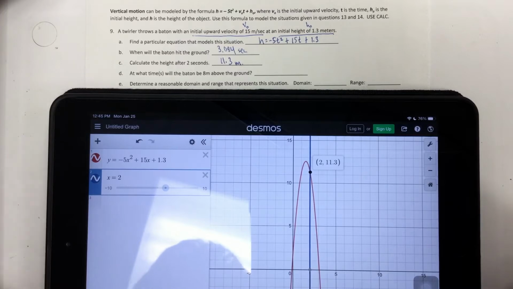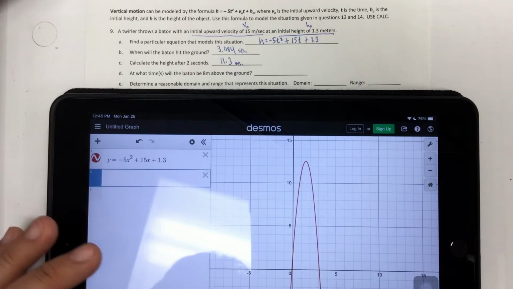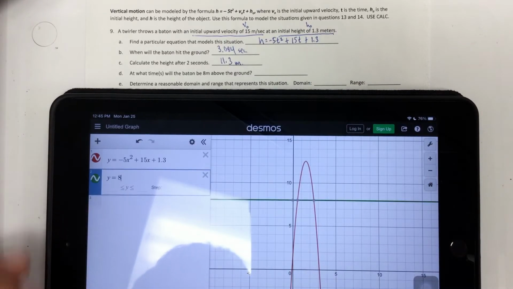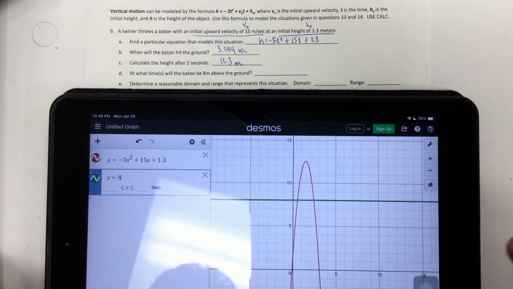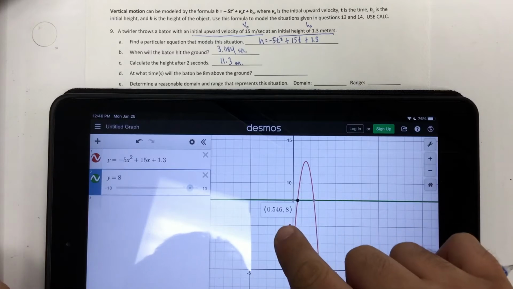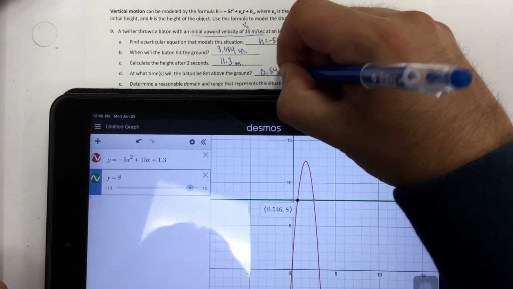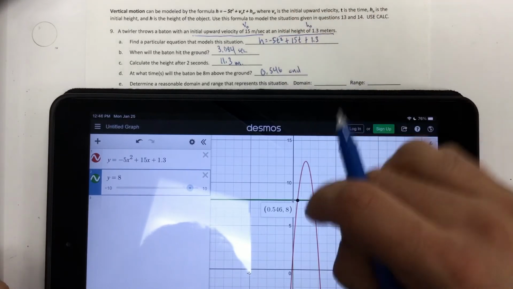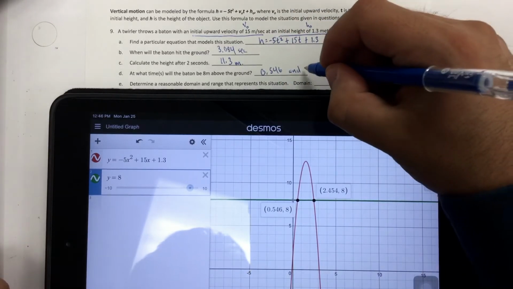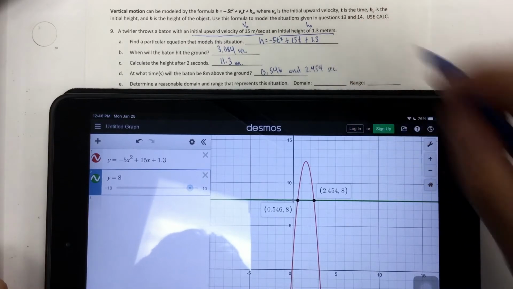For my next one, it says, at what times will the baton be 8 meters above the ground? So when they give us 8 meters, what they're actually giving us is y equals. So we're going to say y is equal to 8. And it says at what time. So there's 2 times where it's 8 meters above the ground. So the first one is right here at 0.546 seconds. And the second one is at 2.454. And this is both units of time.